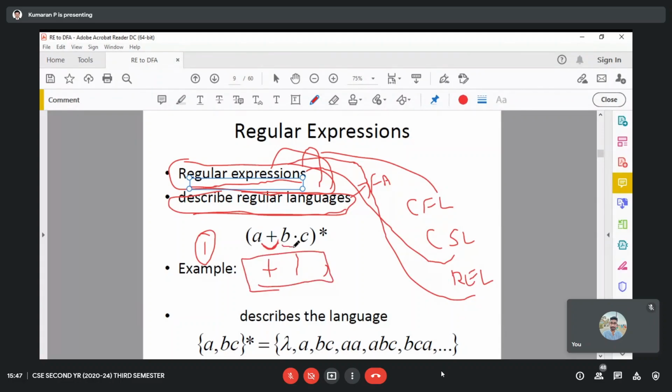Second, concatenation. The concatenation is represented in two forms: one is a dot between two symbols, or without the dot. This is the way the concatenation is represented. The third operation available in the regular expression is the closure, which we call the Kleene closure. These are the three operations available in the regular expression.